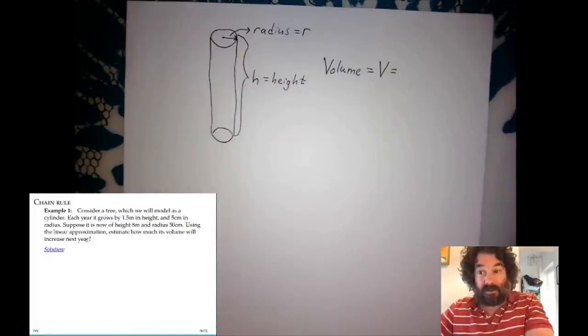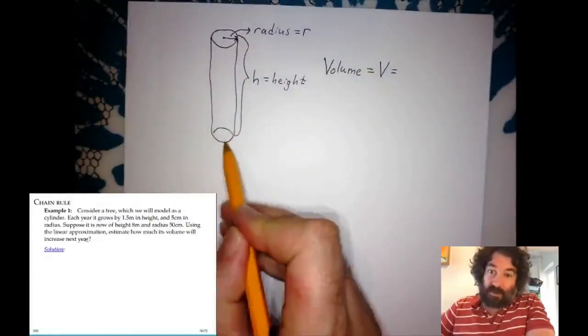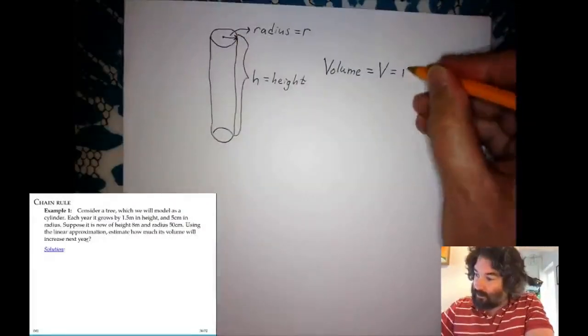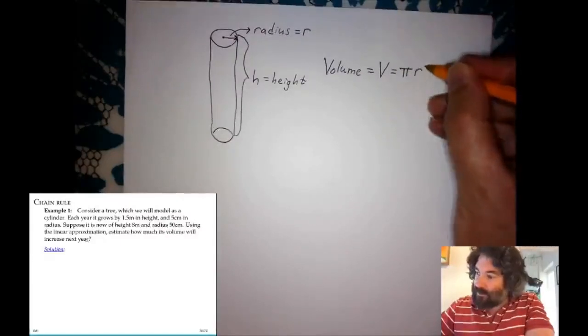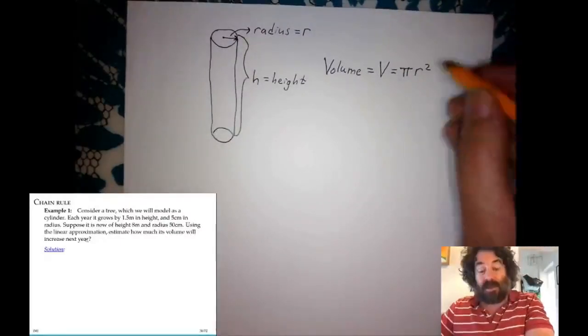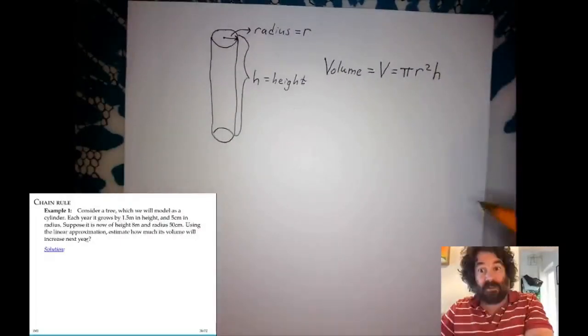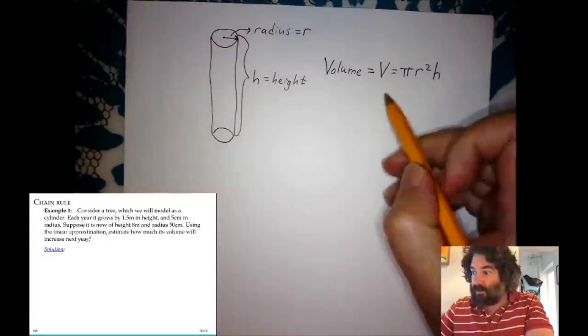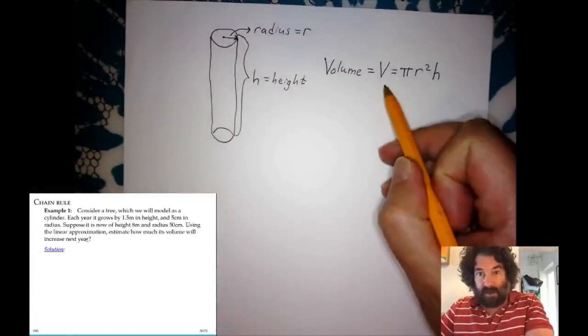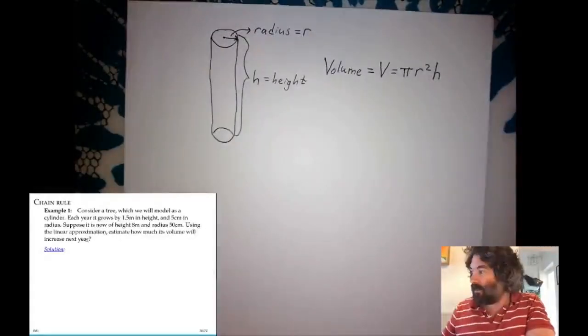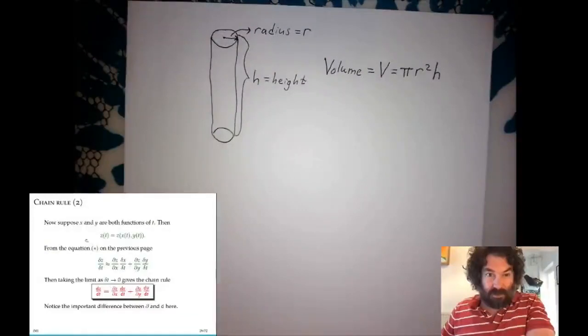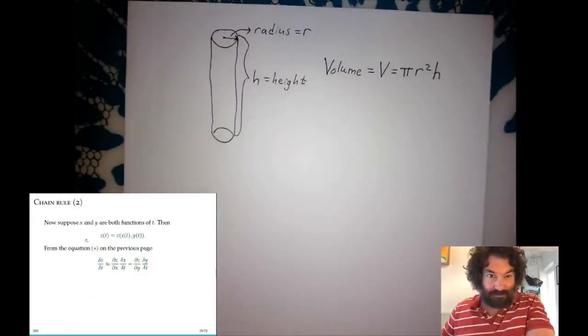And the volume of the cylinder, well, is the area of the circle at the base times the height. So the area of the circle at the base is pi times the radius squared, and then the height, so pi r squared h is the volume. So this will be the z that we're interested in, relating it back to the earlier slide. Let's go back and look at that formula.